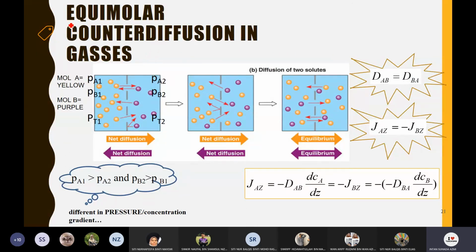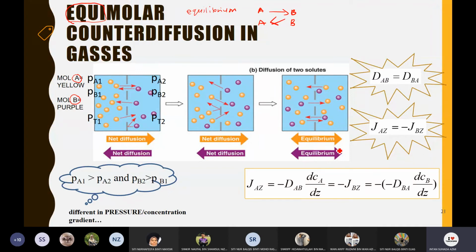Equimolar counter diffusion. When you say equi, it is actually equilibrium. Equilibrium means the movement of A to B, for example, and B to A must be equal. For example, you have yellow solid we denote as A and purple solid we denote as B. We can see there is only yellow solid in this section and purple solid in this section. After a while, there is a combination of A and B in this solution.